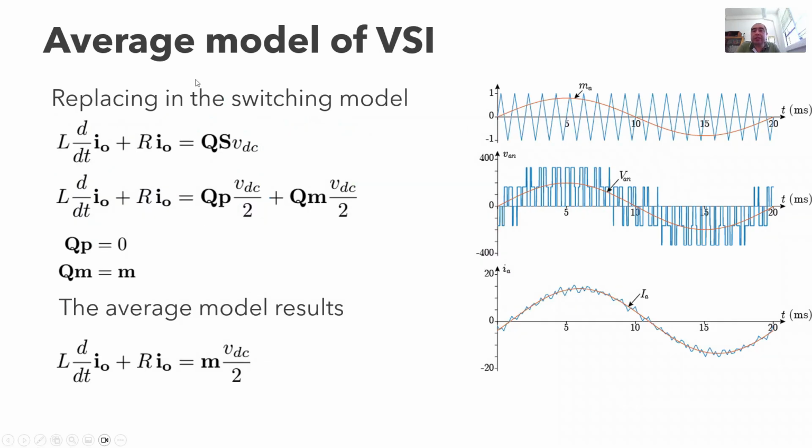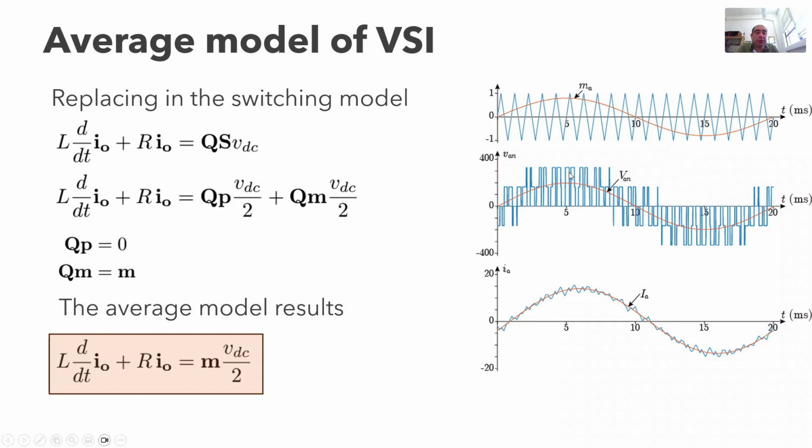Replacing this switching expression into the switching model, we can obtain this expression for the output voltage, which has two terms, one related to the multiplication of Q by P, which is 0, and Q by M, which is only M. So the average model results in this expression here, in which all the variables, the current and the modulation index, are only sinusoidal signals. In the figure, you can see the difference between the switching model and the average model.